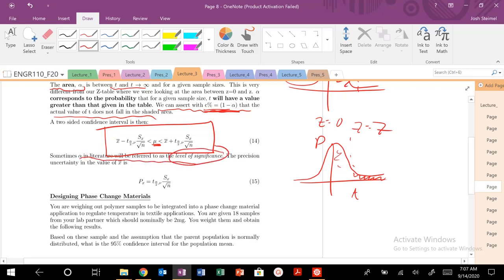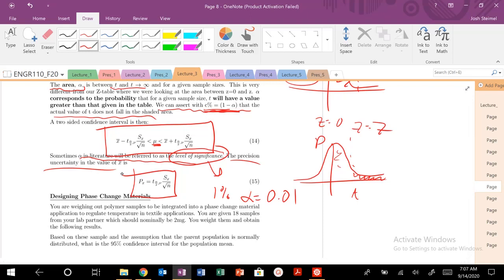Level of significance just means, if I have a level of significance of 1%, that means my alpha value equals 0.01. And you can now express your precision uncertainty, or your precision error, like this. And you do the same thing for Z as well. That is the t-distribution. Next time, we're going to do a quick problem, and then we'll get into hypothesis testing. So we'll see you on the next one. Thank you. Bye.